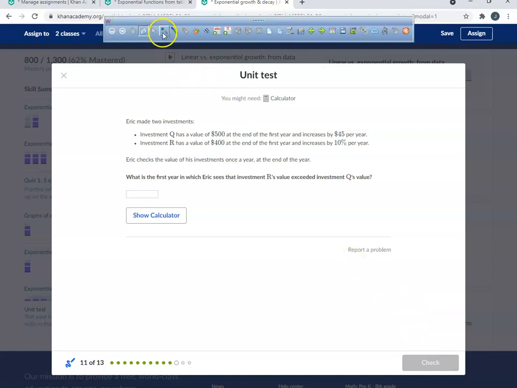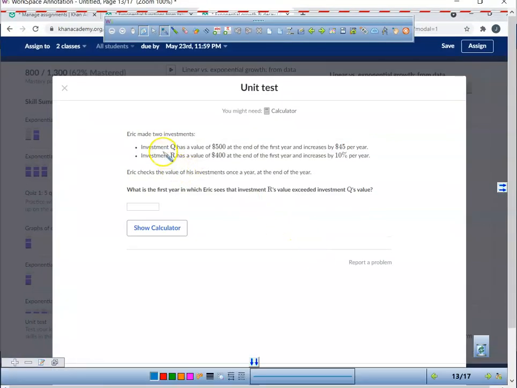Oh, this is one of those tables. All right, got to make a table. Investment Q has a value of, so I got to compare Q to R, so I'm just going to make a table. And at the end of the first year, it increases by $45. So Q is 500 plus $45 every single year.